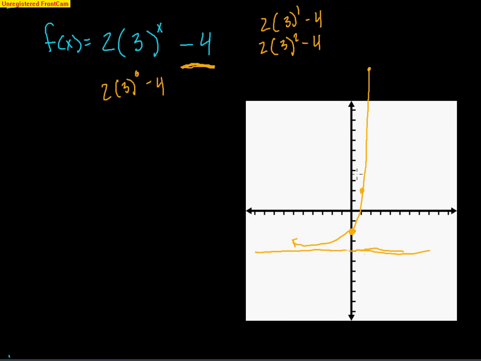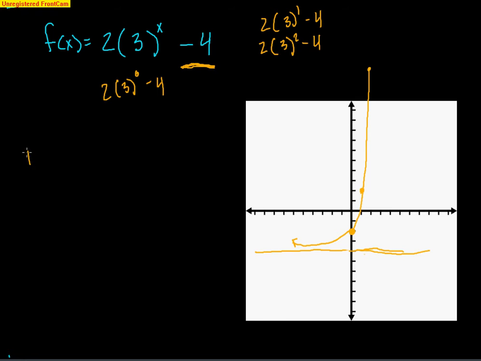So as I go to the right, it's going up. As I go to the left, it's now going towards negative 4. So I still get that exponential graph that is starting low and then growing, but it's happening all moved down 4. So hopefully that makes a lot of sense to you what that minus 4 does.